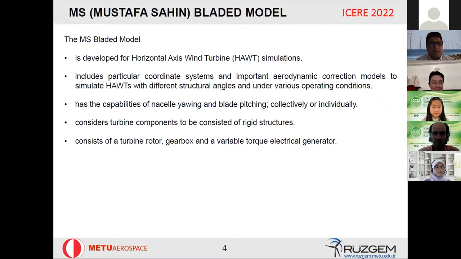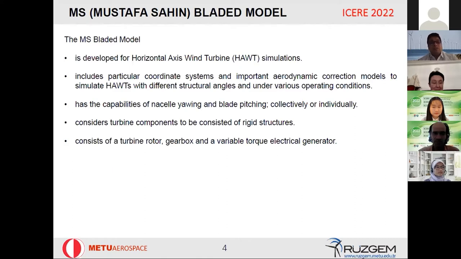First of all, the MS-bladed model is a wind turbine simulation model that I developed during my PhD years, and it includes particular coordinate systems and important aerodynamic corrections to simulate most modern turbines, with different structural angles, and under various operating conditions, such as normal or extreme turbulent winds, icing, et cetera. And it has nacelle yawing capability and blade pitching capability, collectively or individually.